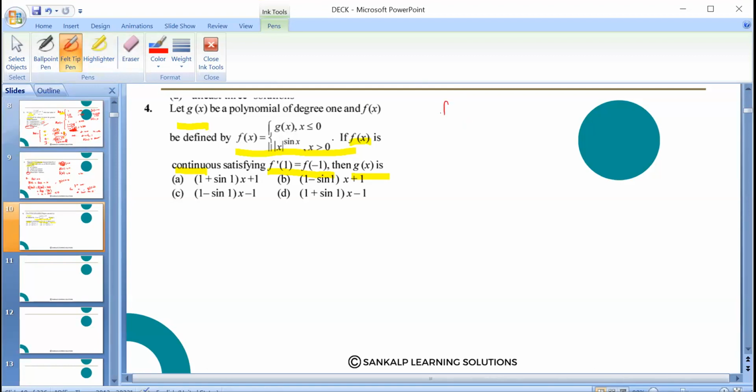We will take f of x continuous at x equal to 0. So limit of f of x as x approaches 0 plus, the right side of 0. That means you have to take mod of x power sin x. Now, we will not do it in a long method, we will do it in a shortcut method. This will be e power limit of mod of x power sin x as x approaches 0 plus.